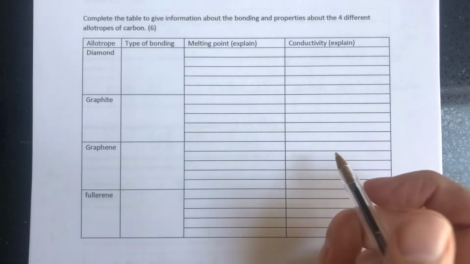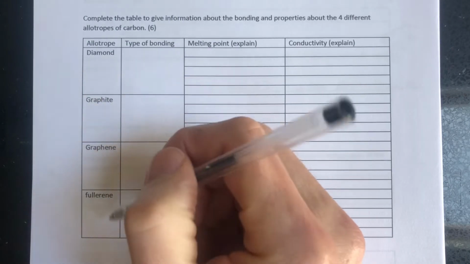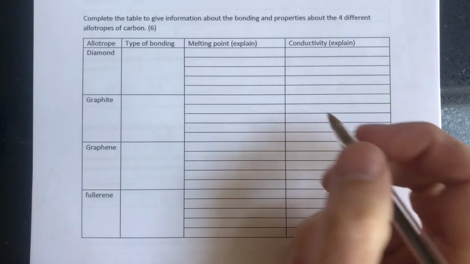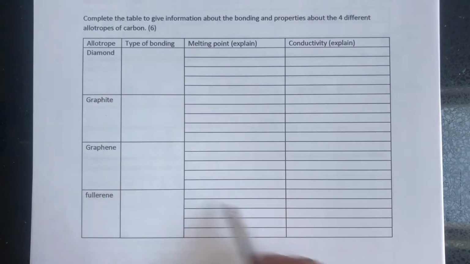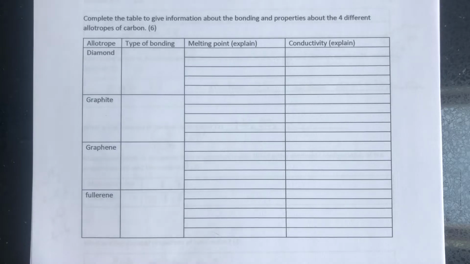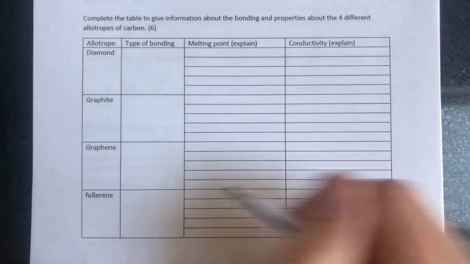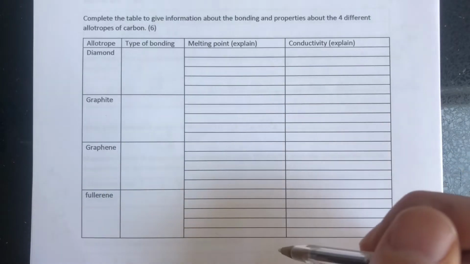This is no exception. We've got 4 different types of carbon here: diamond, graphite, graphene and fullerenes. First thing we've got to do, identify the type of bonding. Now I've put this in a table here. In a 6-marker exam it wouldn't be in a table, and that makes it more difficult, but it is essentially. You can table them up and just answer them as individual questions one at a time.